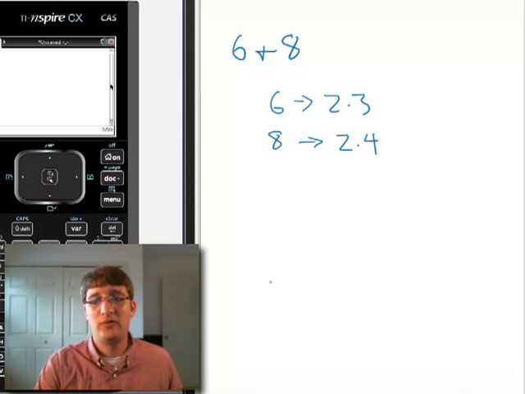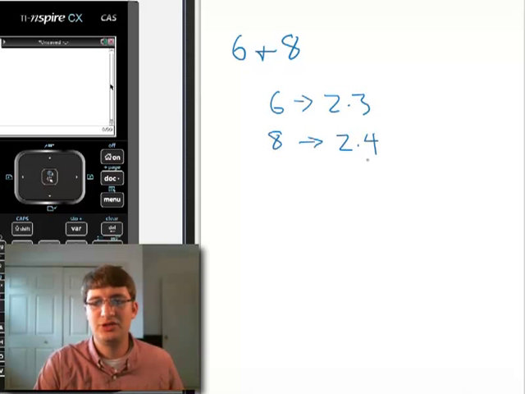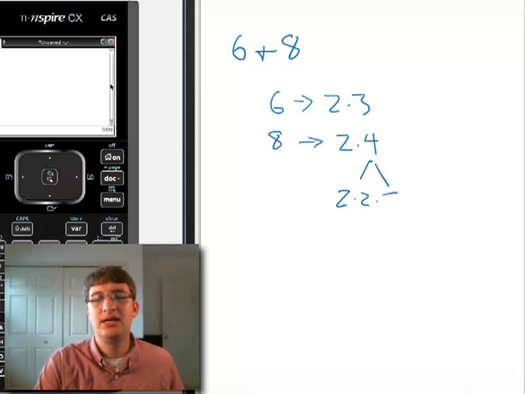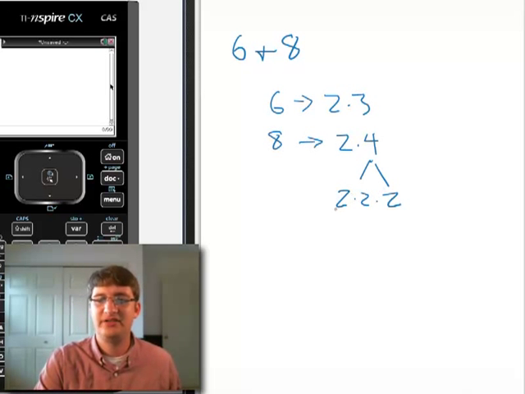Well, how do I break down 4? You have to ask yourself again, what times what is 4? And the answer is 2 times 2. So you can break down 4 again. So we get 2 times 2 times 2, which is going to give us 8. 2 times 2 times 2 is the prime factorization of 8.